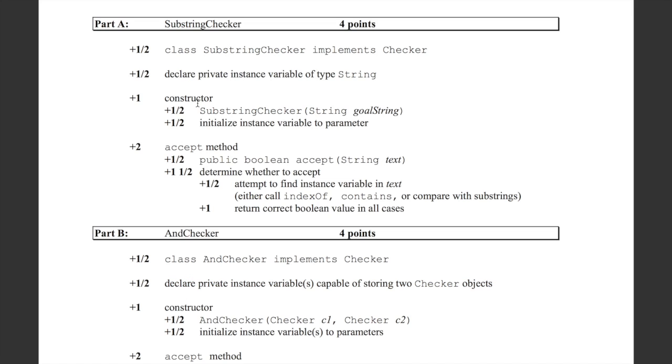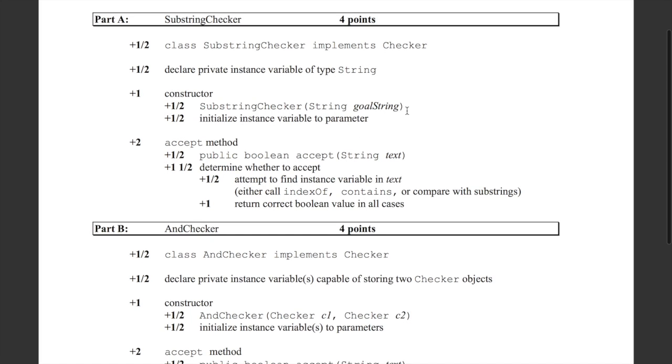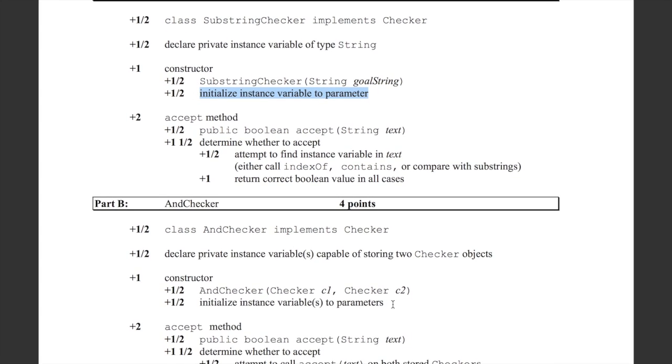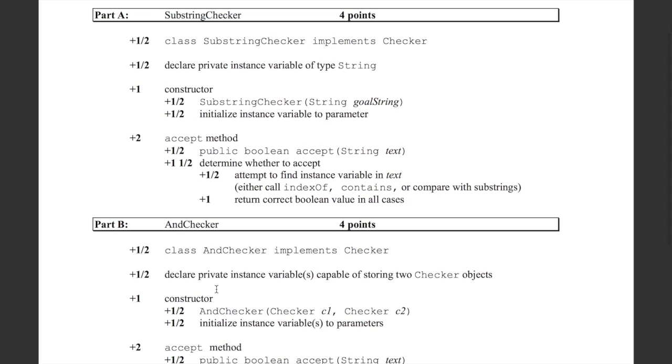Next, you need a constructor, because all classes need a constructor. It needs to have the right type of parameters, and you need to make sure to set the instance variable to that parameter. Once again, this is for both AndChecker and SubstringChecker. Next is the accept method, which remember you must have because it's implementing Checker. So you need to make sure it's String text just like it is in the interface, and then you need to have a correct algorithm to see if the substring is contained, and then of course return true or false correctly.